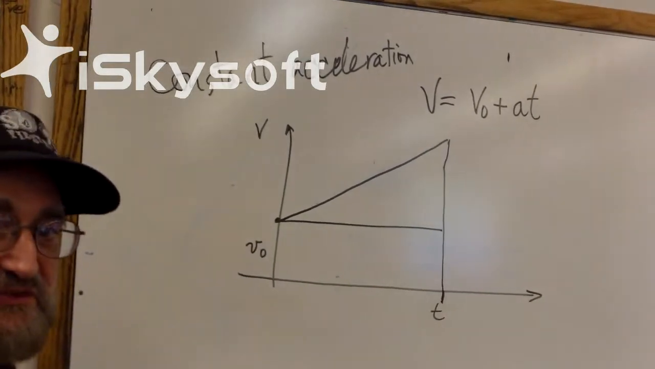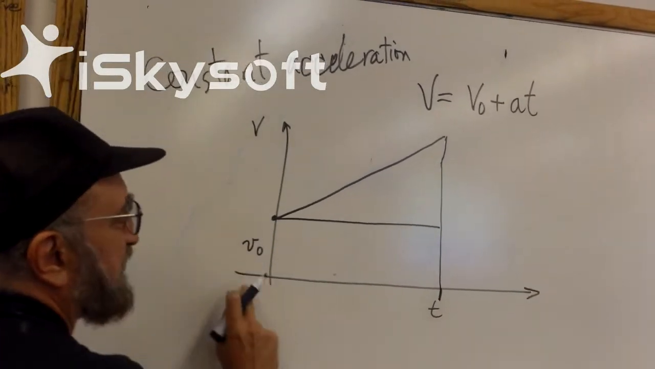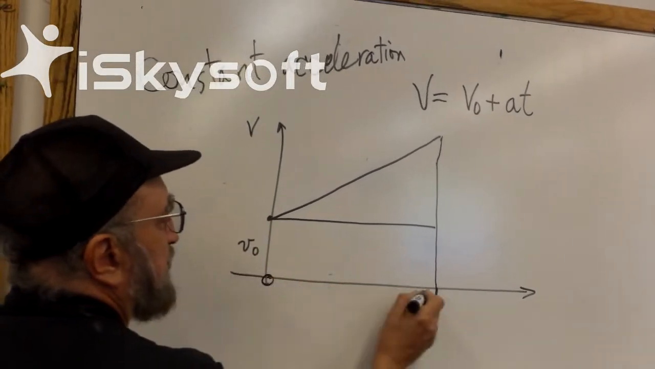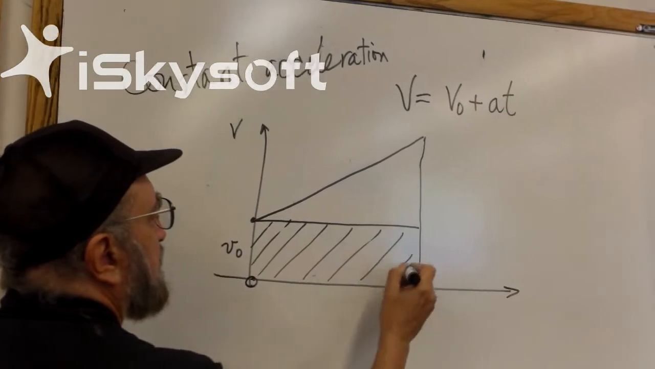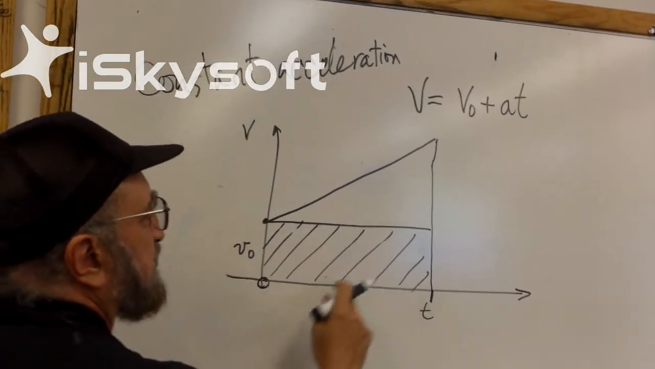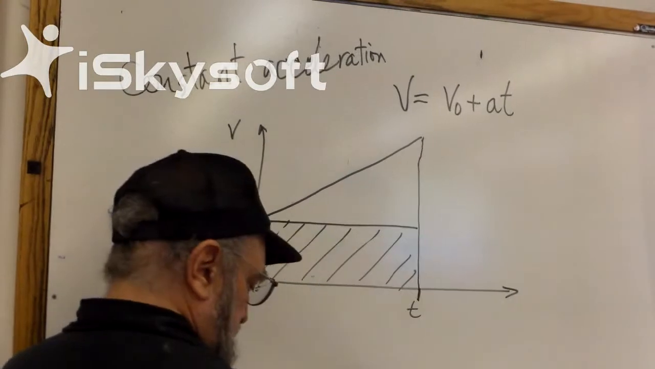I think you're going to like this result. And here we have v0 starting at 0 and t. So we break it up into two things whose area we can calculate, v0 times t, and the triangle.